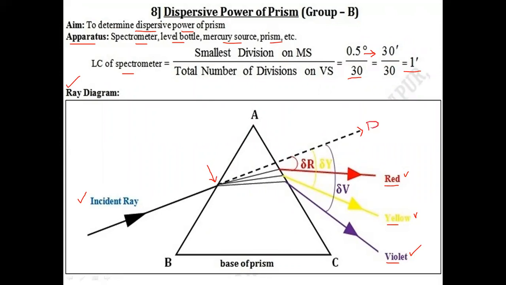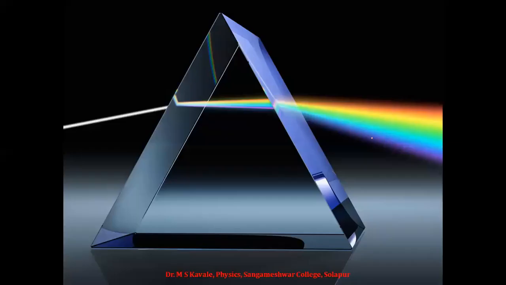So here is the direct reading. In case of observation of the direct reading, that is DR, you have to find out the slit reading or the incident reading of the incident ray. For that, you have to remove the prism, and now you will observe that the incident ray, that is the slit, is visible, and that slit is nothing but the direct reading.